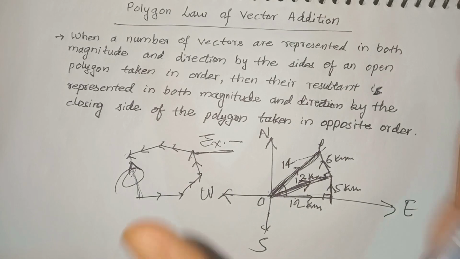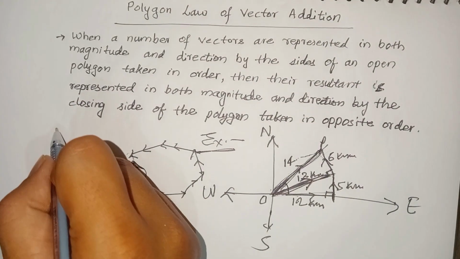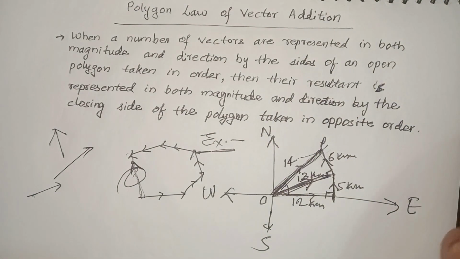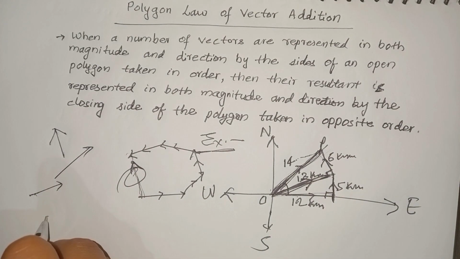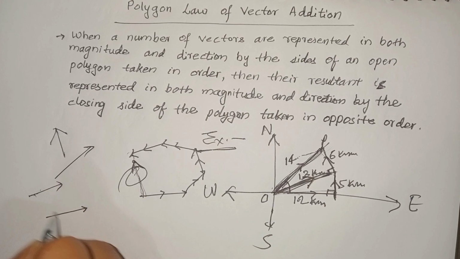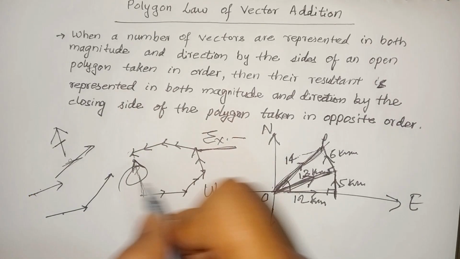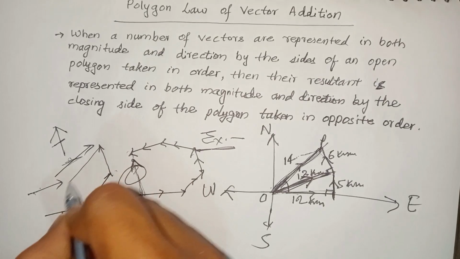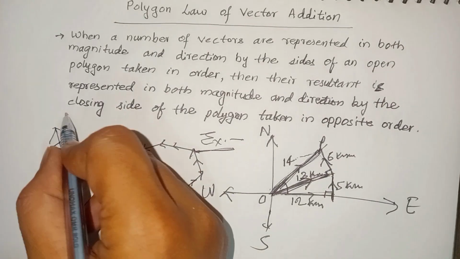Here the polygon law suggests that for any given vectors, suppose these 3 vectors are randomly given, and we have to find the resultant vector. What is the resultant vector of these 3 random vectors? We have to arrange them in a manner. This is the first vector, and this vector will be placed here, and this vector will be placed here. Remember, their directions are kept similar here. Join this one. This will be the resultant of these 3 random vectors.